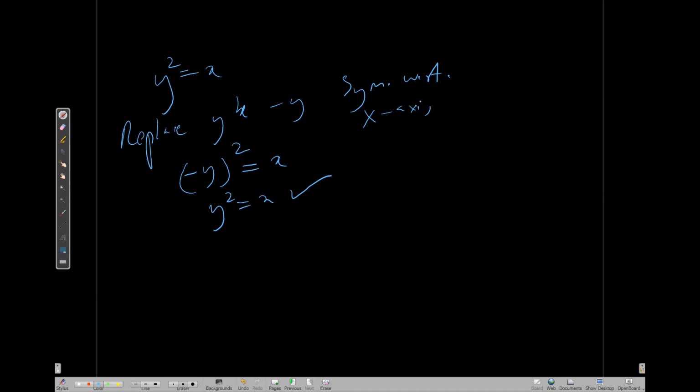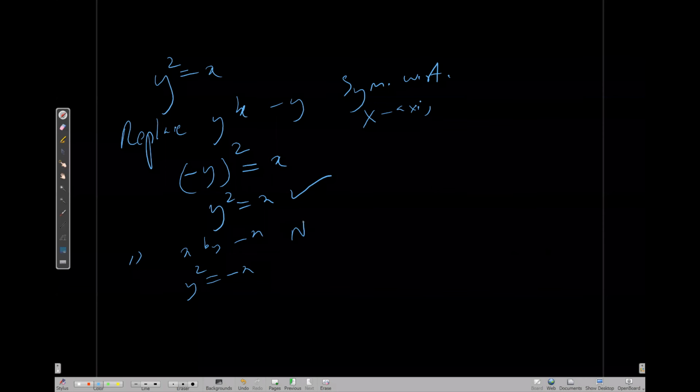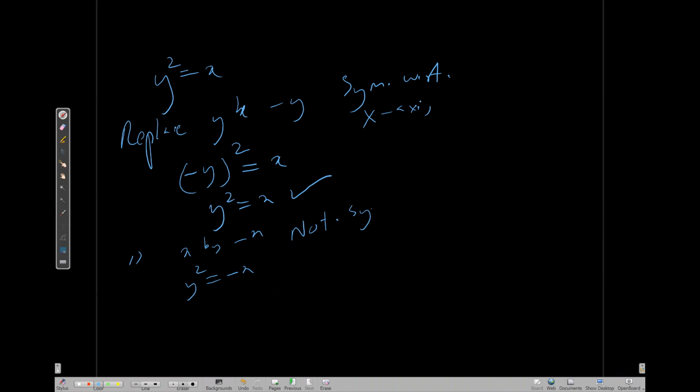And let's replace and see. Replace x by negative x. Y squared equal negative x. They are not the same. So nope, not symmetric with respect to y-axis.